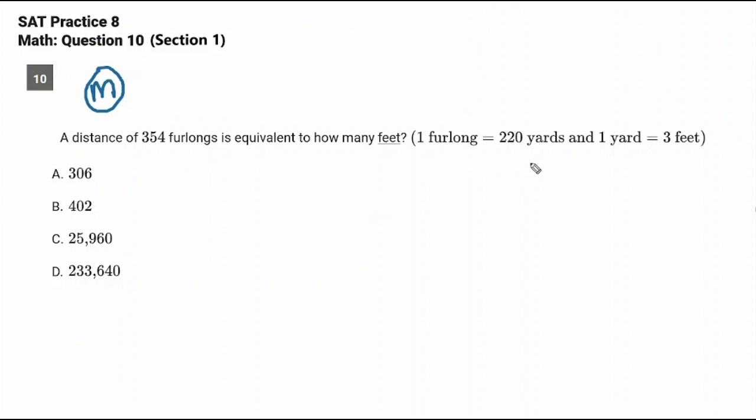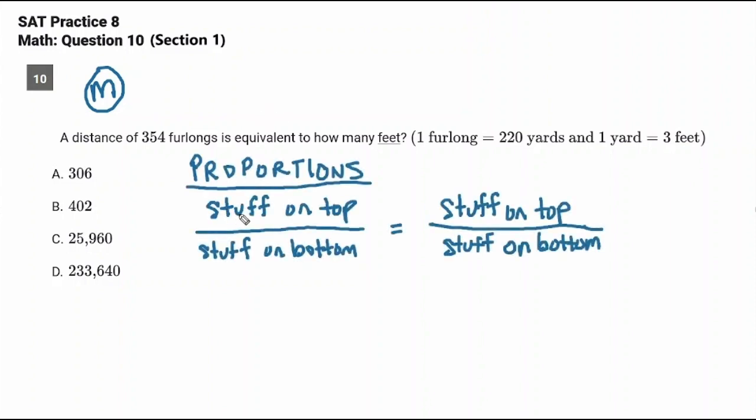1 furlong is 220 yards. 1 yard is 3 feet. Alright guys, this is a proportion. Evil Testing Service writers love proportions. They're always the same. In a proportion, the stuff on top stays on top in both fractions. There's an equal sign between. And the stuff on top has to be exactly the same. The stuff on bottom has to be exactly the same.